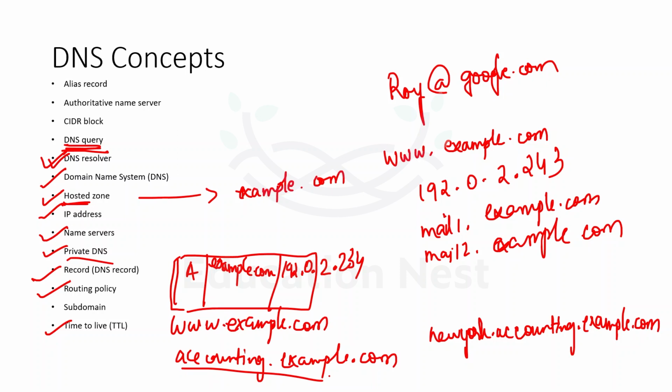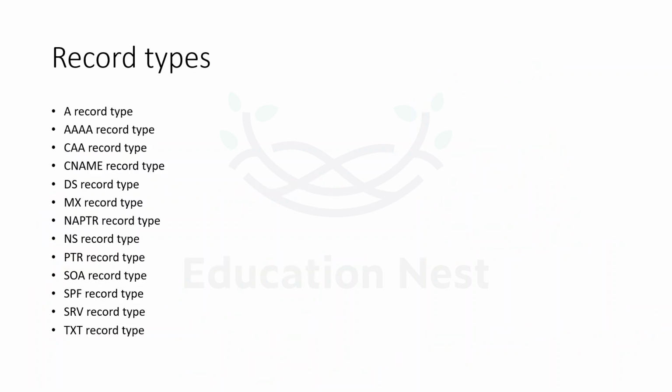So you have to be careful while defining the TTL value. How frequently you are going to change your IP address in the records, you have to decide that before you set the TTL value. So these were the different concepts of DNS or Route 53. Now we have different record types over here. These are all the different record types which are supported by Route 53.